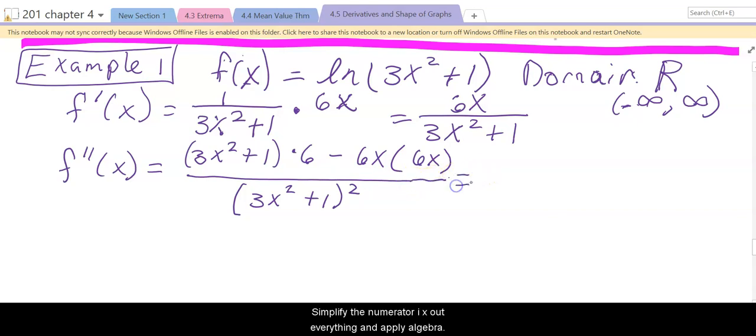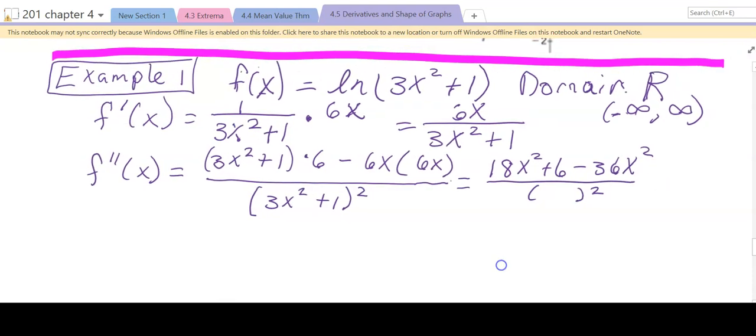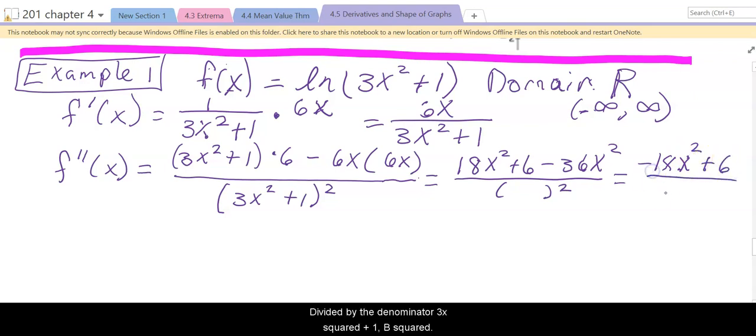To simplify the numerator, I multiply out everything and apply algebra. This gives me 18x squared plus 6 minus 36x squared, divided by the denominator squared. When I reduce this, this is going to give me negative 18x squared plus 6 divided by the denominator 3x squared plus 1 quantity squared.